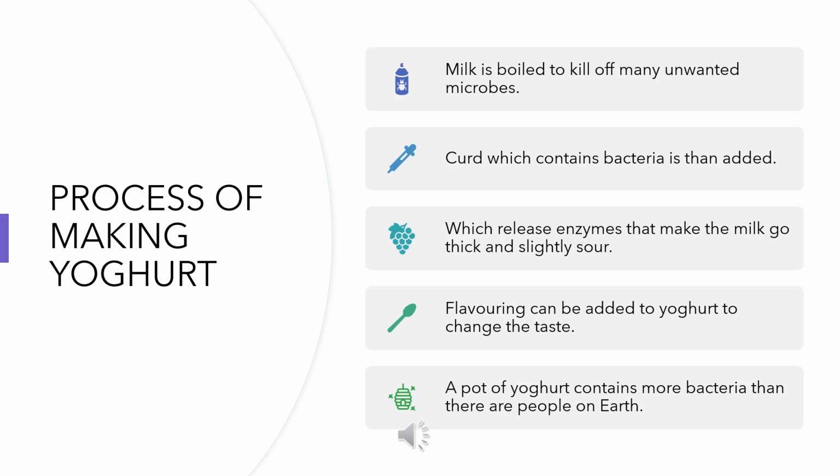Milk is boiled to kill off any unwanted microbes. Curd, which contains bacteria, is then added, which release enzymes that make the milk go thick and slightly sour. Flavoring can be added to yogurt to change the taste. A pot of yogurt contains more bacteria than there are people on Earth.